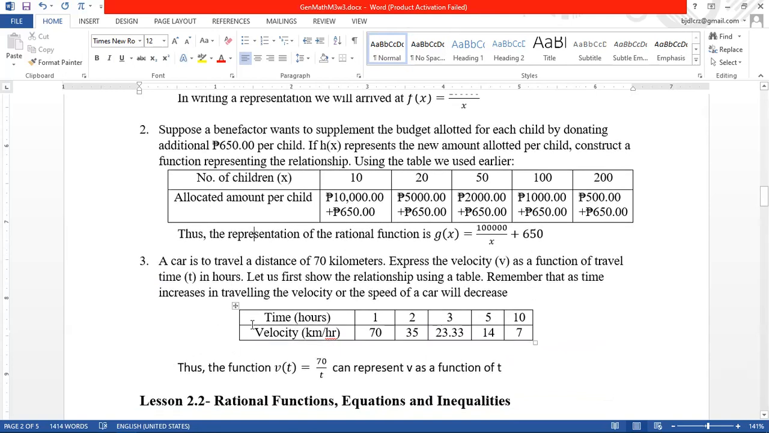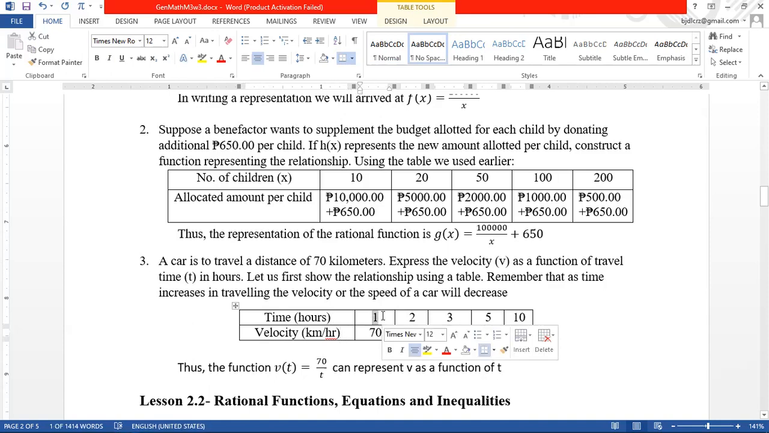Okay, so the first row is time, which is represented as hours, and the velocity is denoted as kilometers per hour. So in the first hour of travel, the velocity is 70 kilometers per hour. In the second hour it is 35 kilometers per hour. For 3 it is 23.33 kilometers per hour. For 5 it is 14 kilometers per hour, and for 10 it is 7 kilometers per hour.